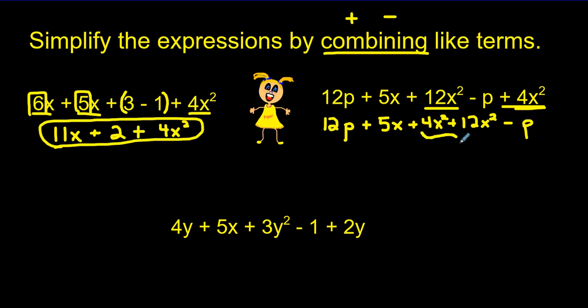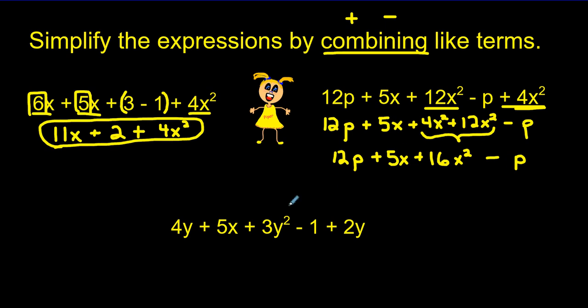And notice we can combine these like terms simply by adding the coefficients. So 4 plus 12 is 16. And again, it's x to the second power. Now I can bring all of this other information down. So I have minus p over here. And on this side, I have 12p. And I also have plus 5x. And the plus sign comes down.